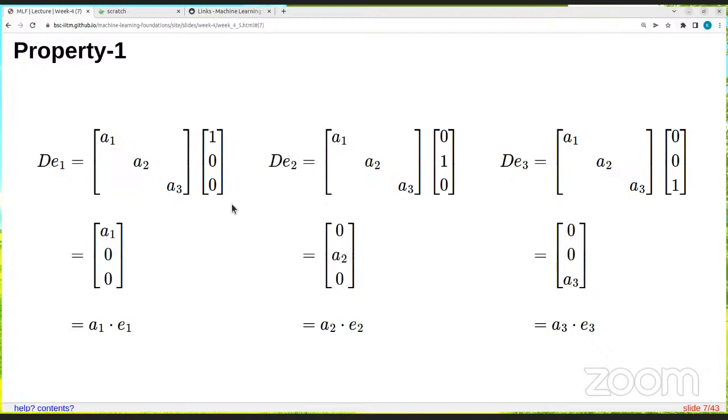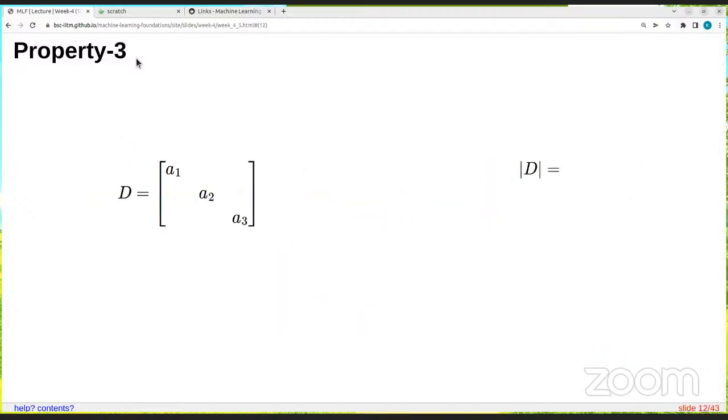Remember this property, which states that if you have a diagonal matrix, the diagonal elements are the eigenvalues, and the elements from the standard basis are the corresponding eigenvectors. So we'll use that property now.